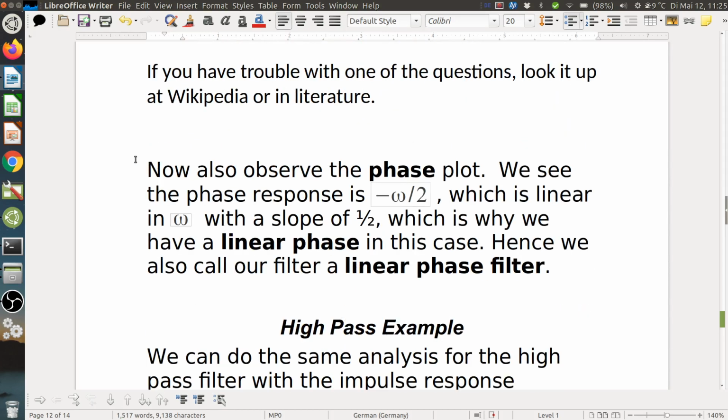Now also observe the phase plot. We see the phase response is -ω/2. For Nyquist frequency π, we had -π/2 phase shift. And this is linear in omega with a slope of 1/2, which is why we have a linear phase in this case. And the slope of 1/2 actually corresponds to the time delay. It's actually having a time delay of half a sample. Hence we also call our filter a linear phase filter, because that's another property it has.